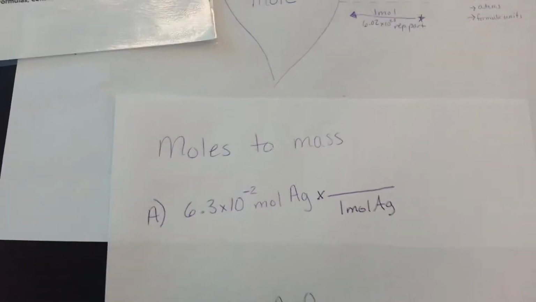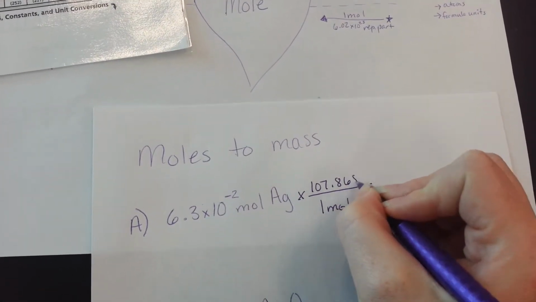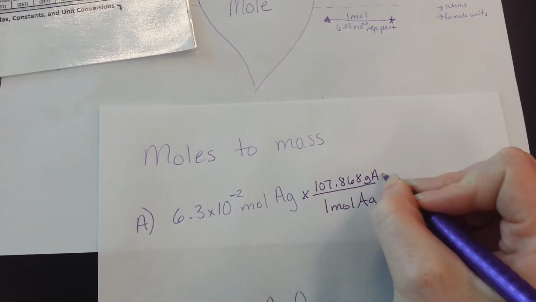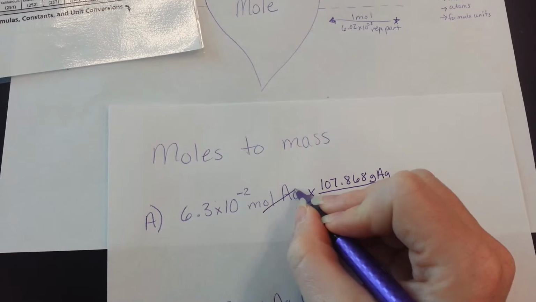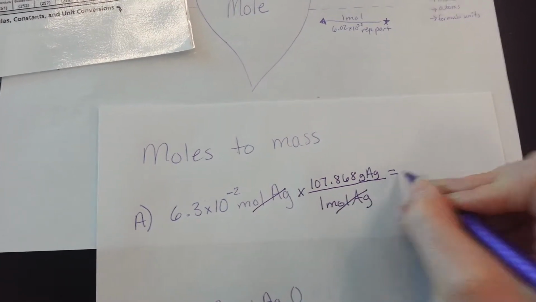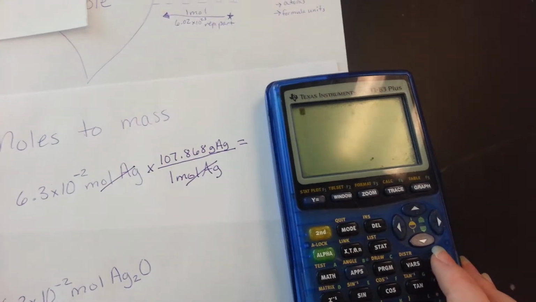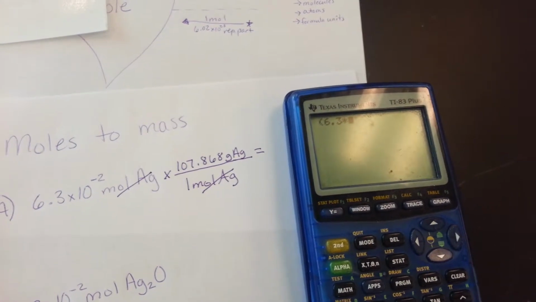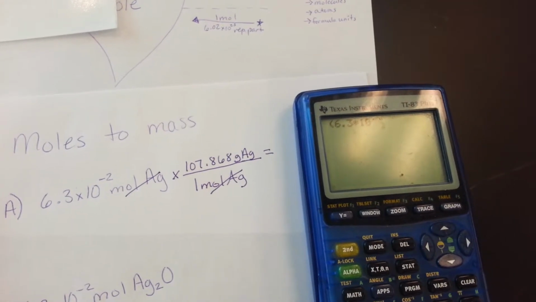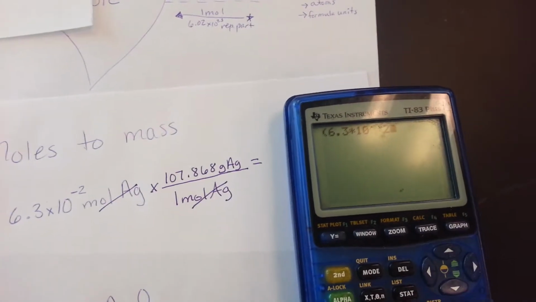So I would then write that number, 107.868 grams silver, and then I can see quickly that I did set it up right. Moles of silver will divide out, and then I need to put this in the calculator. Now please remember, put your scientific notation numbers in parentheses, so parentheses 6.3 times 10 to the negative second. Do always double check, make sure you have a negative when there's supposed to be one.